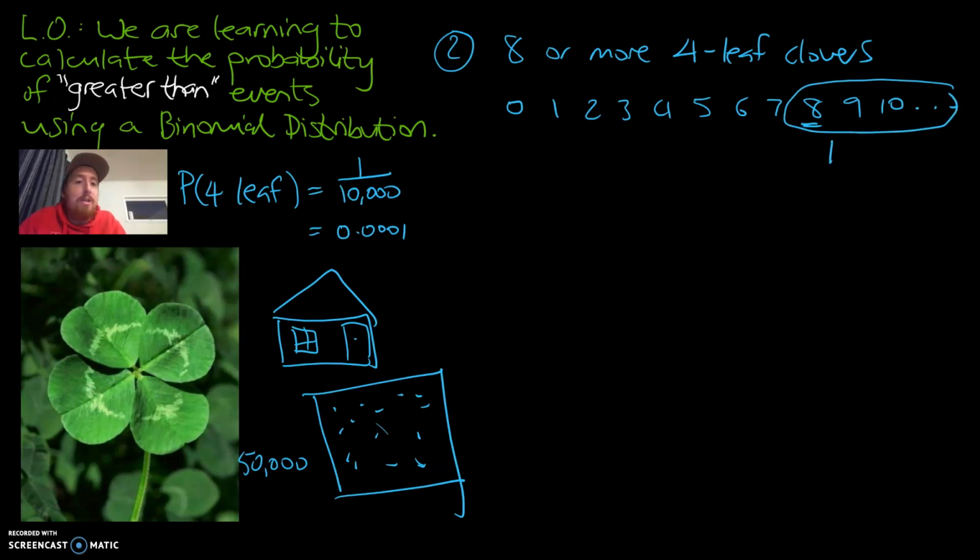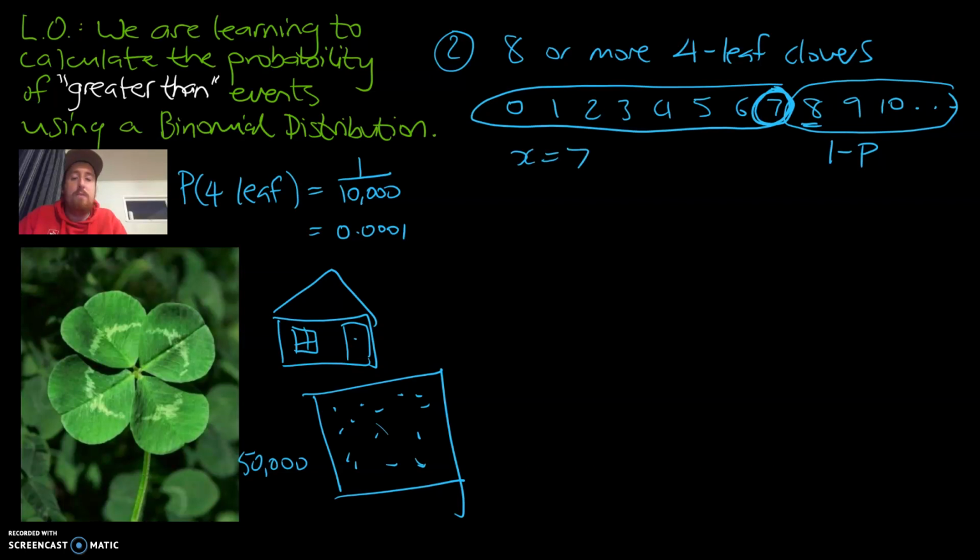And to calculate that, we're actually going to have to do the 1 minus p trick, where we calculate everything else below it. And the highest number in that below range will be 7. So that means our x value will be 7. The number of trials, that's still 50,000 because we're going to be looking at all 50,000 of those clovers. And the probability of that 4-leaf clover, well, that hasn't changed. That's still 0.0001. And what we can do is, from that, we'll be able to calculate what's the probability of having less than 8.